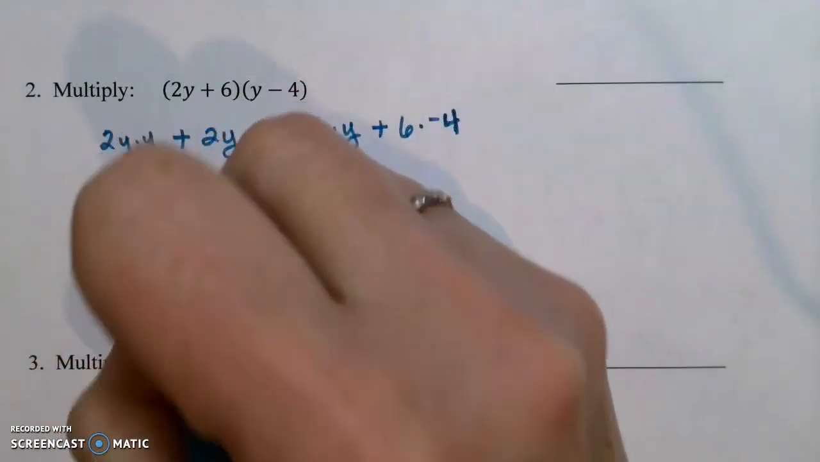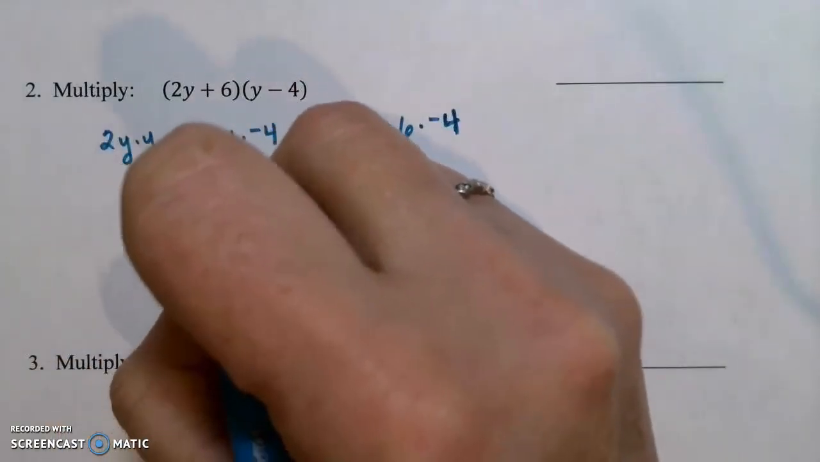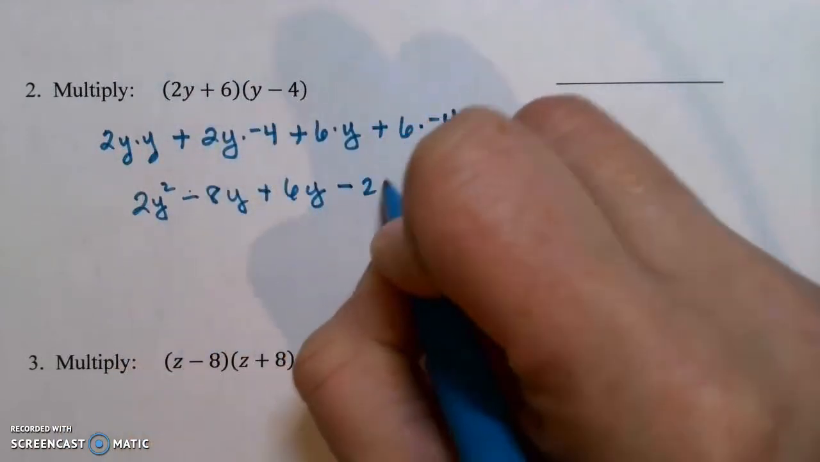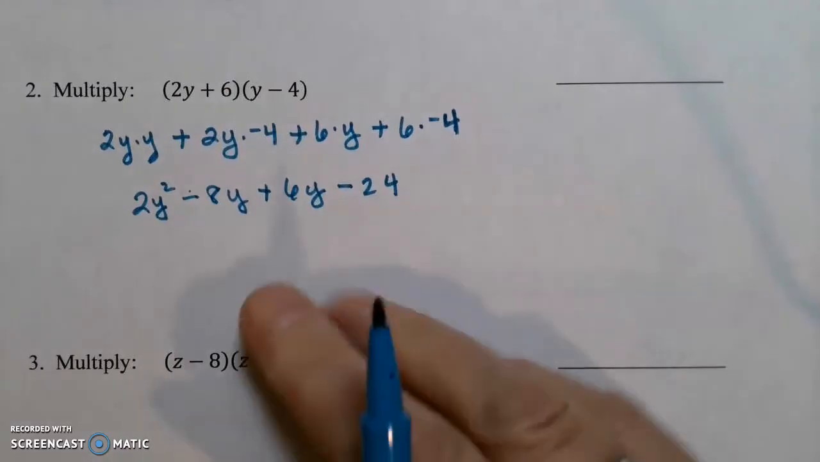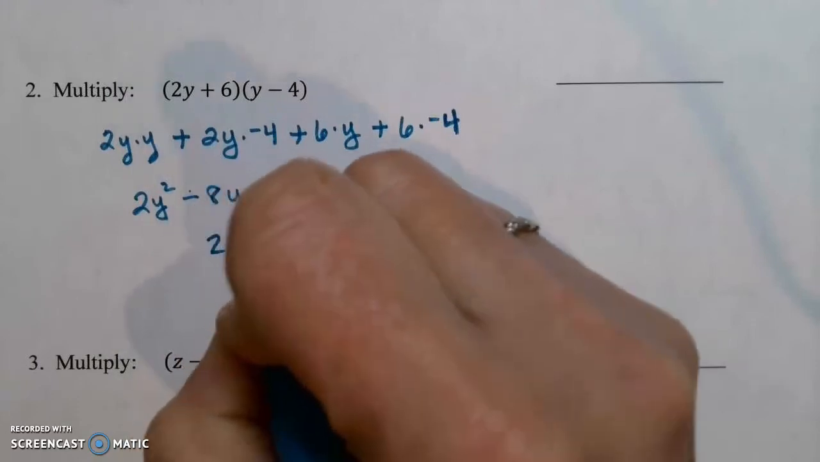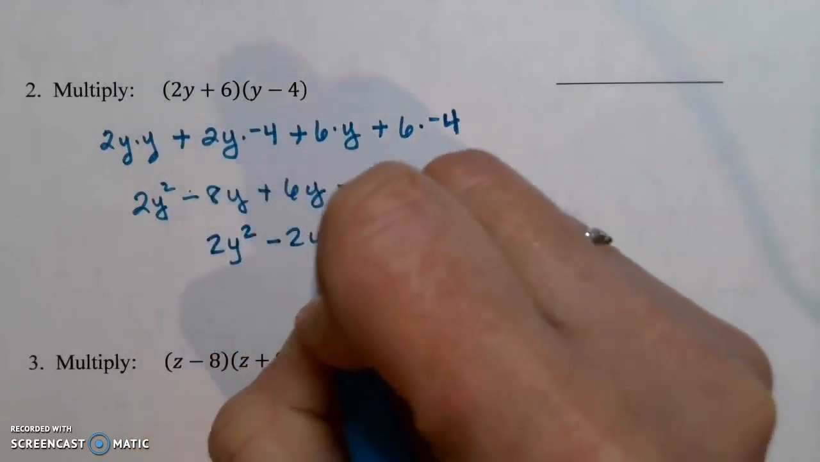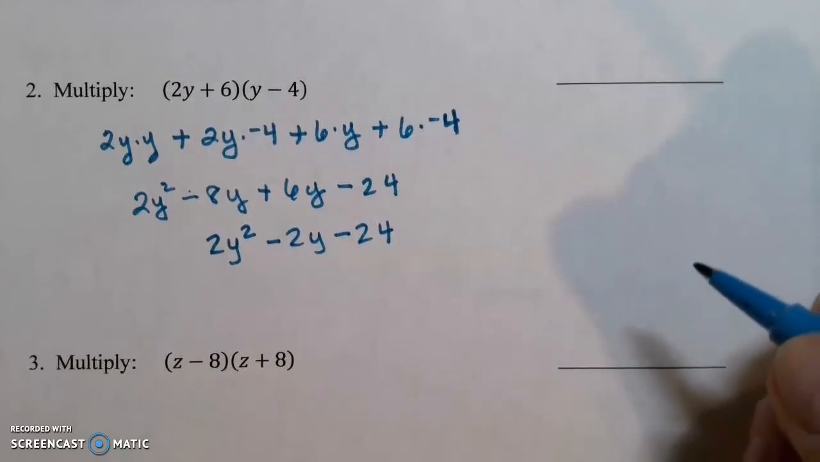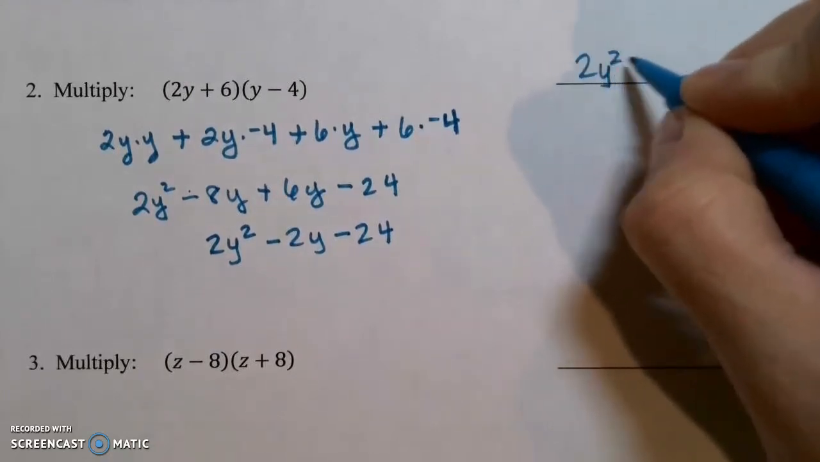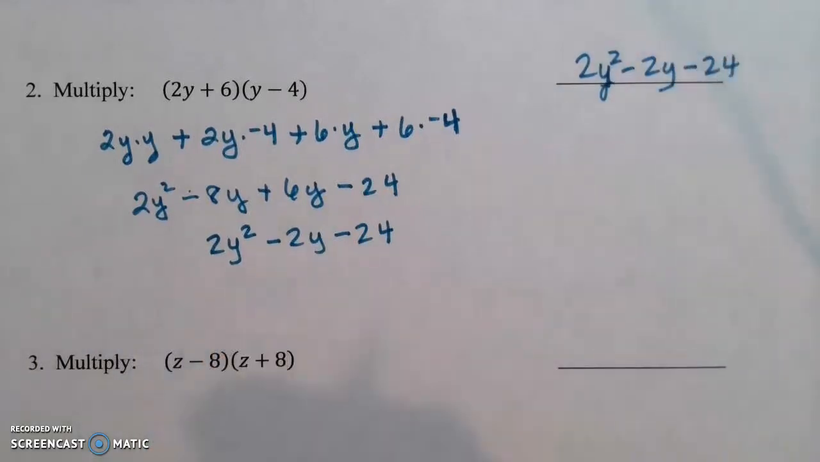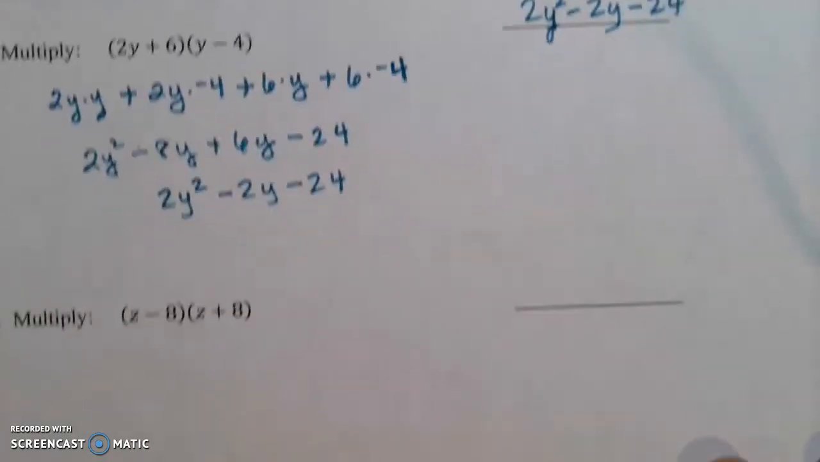So we'll have 2y squared minus 8y plus 6y minus 24. And then those middle terms are like terms, so we can add those together. So 2y squared minus 2y minus 24 would be the best answer for this one. If you had those as adding the opposite, that would be fine for me. And just know if you're doing the homework that Alex is perhaps not going to like that.